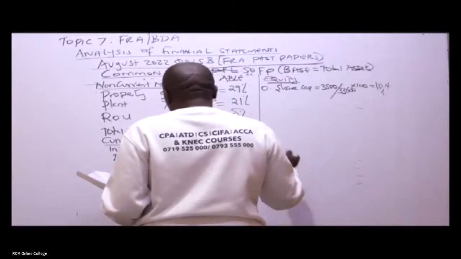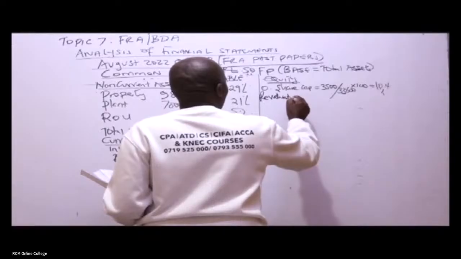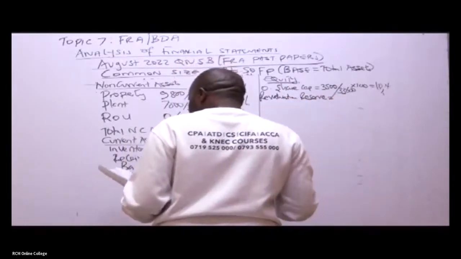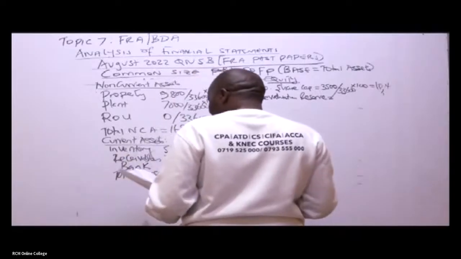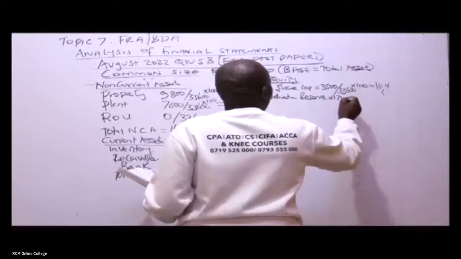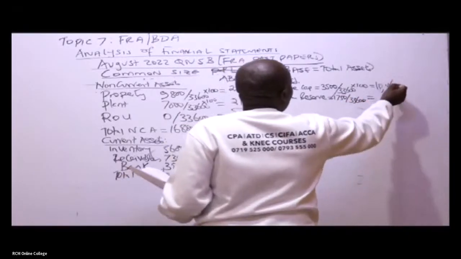Then we have a revaluation reserve. So a revaluation reserve, what am I able to see there, ladies and gentlemen? 1,750 divided by 33,600. So what are we able to get here, ladies and gentlemen?